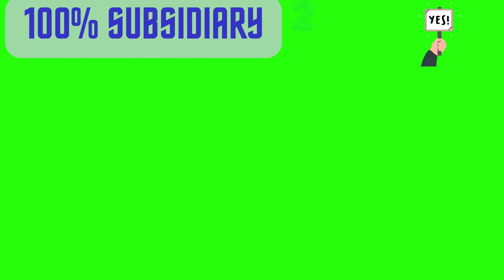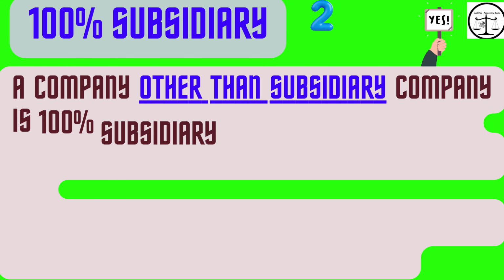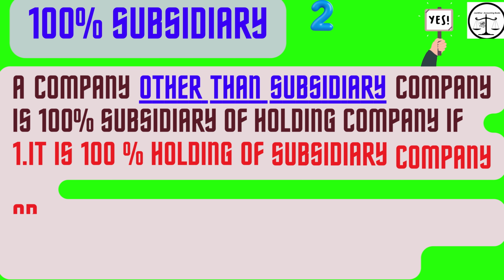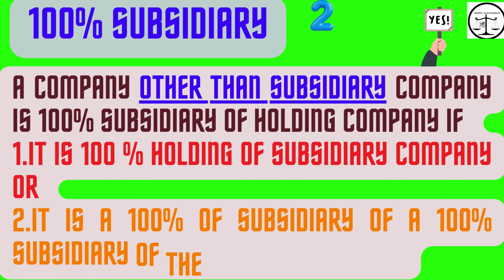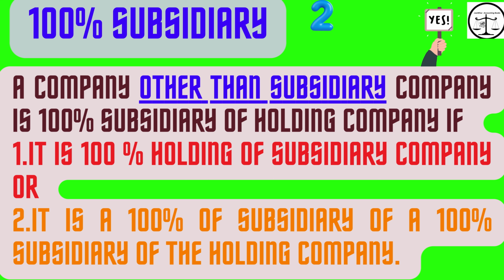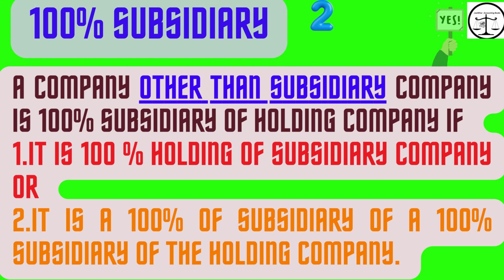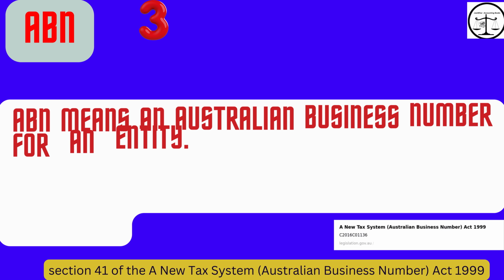A company other than a subsidiary company is a 100% subsidiary of a holding company if 1. It is a 100% holding of a subsidiary company, or 2. It is a 100% subsidiary of a 100% subsidiary of the holding company. Now we will look at ABN.